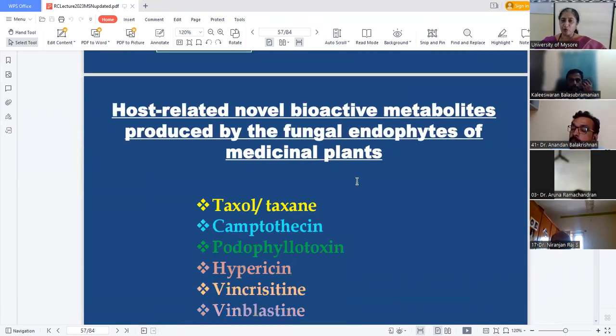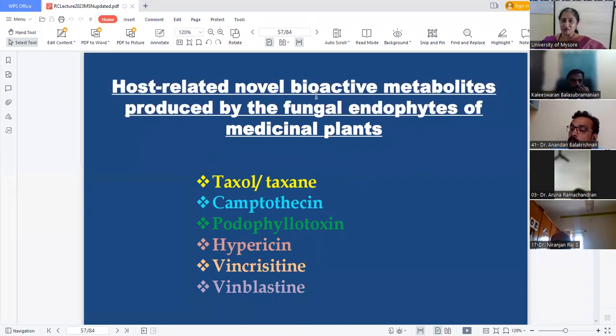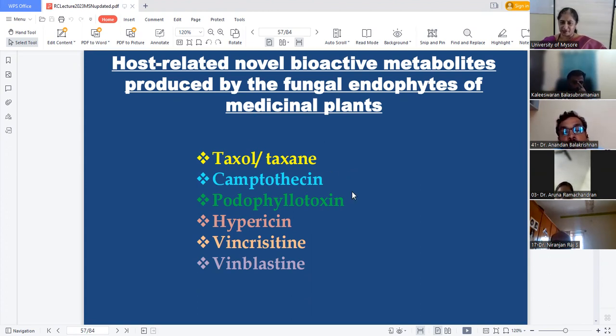So now I'll be discussing the host-related novel bioactive metabolites produced by the fungal endophytes of medicinal plants, which include taxol or taxane production, camptothecin, podophyllotoxin, hypericin, vincristine, and vinblastine. There are others. I've taken only 5 or 6.